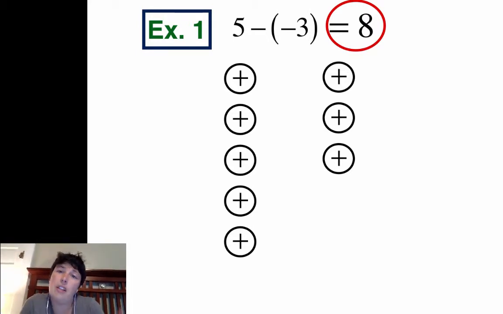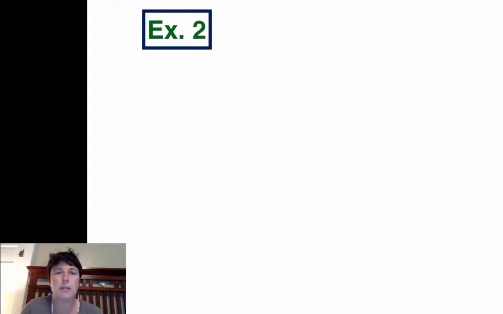And that's how I ended up with 8 as my solution. Let's try another one. All right, example 2. Make a section in your notes for the second problem here. Our second example is negative 8 take away 4.